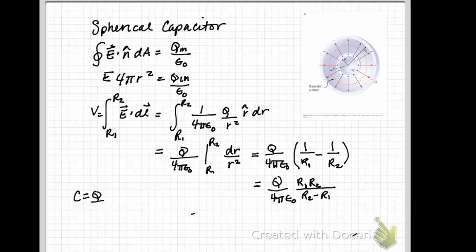C is Q over V. What we end up with is 4 pi epsilon naught R1 R2 over R2 minus R1.